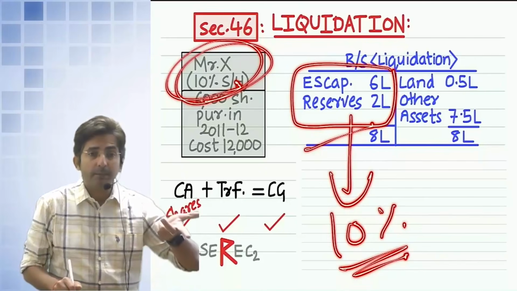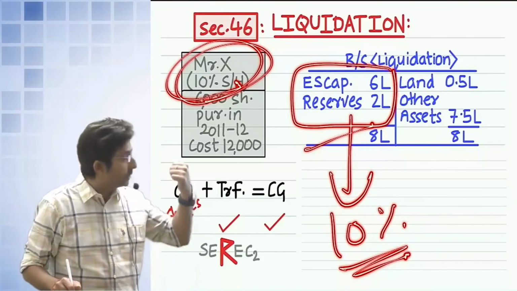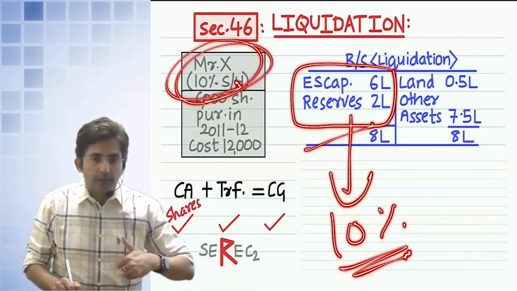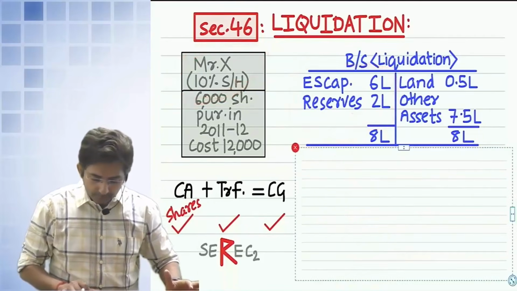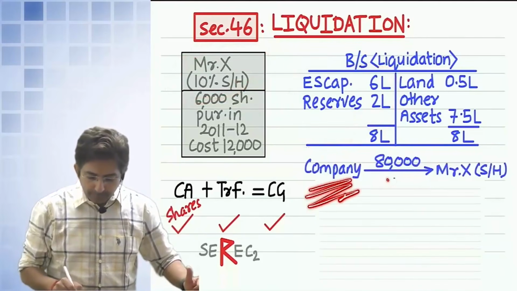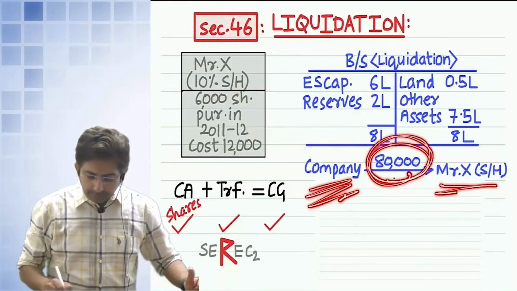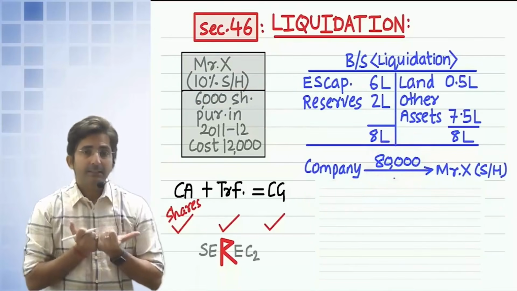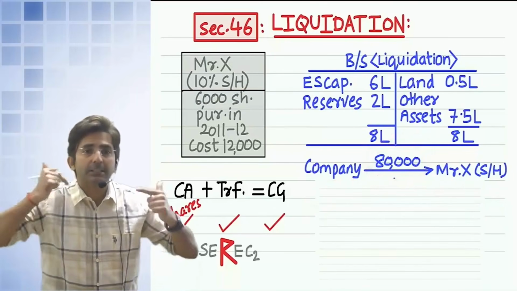Why am I saying 10%? Because it is given in the question that Mr. X is a 10% shareholder. So tell me, 10% of 8 lakhs. That comes to how much? Look here, 80,000. So look at my drawing. This means the company will give 80,000 to Mr. X, who is the shareholder. And what the shareholder gets, that is his consideration.